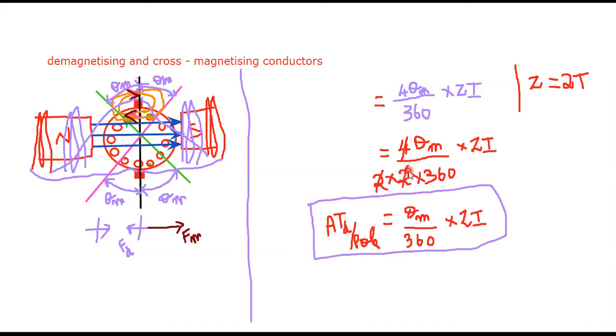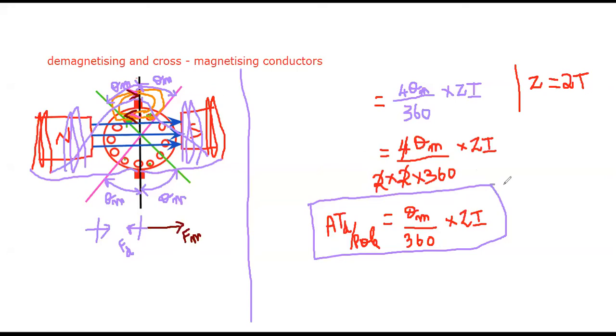But again, I want to consider the number of poles involved here. I am dividing by 2 because I use a 2 pole machine here. So in total I derive the formula with 360 in the denominator. That is, the total formula is theta m divided by 360, into Z into I. So this is the final formula for the ampere turns.